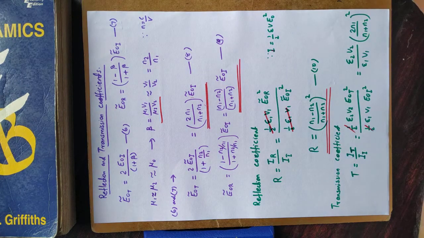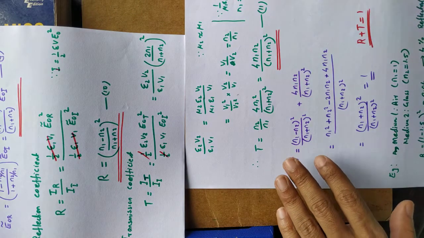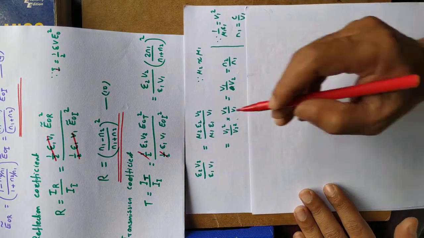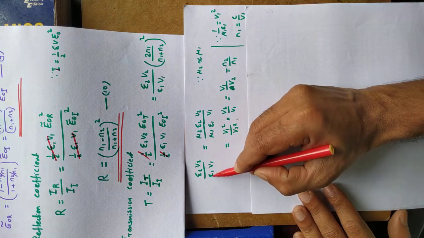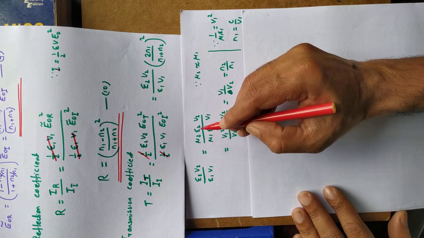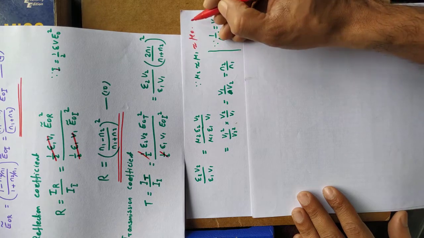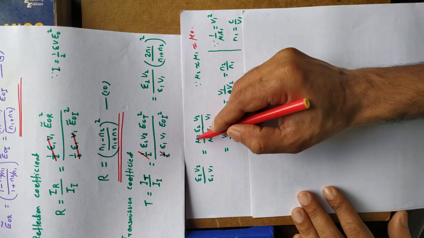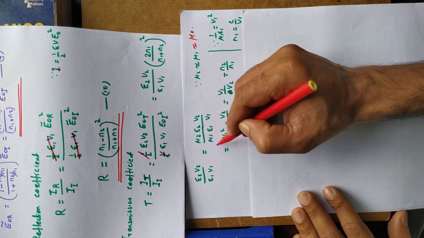So square root of 2n1 divided by n1 plus n2. Now I am rewriting this term, epsilon 2 v2 divided by epsilon 1 v1. Let me multiply both the numerator and denominator with mu. We assume that mu2 is approximately equal to mu1, which is approximately equal to their vacuum value mu0. Both are almost equal, so I am doing this exercise.